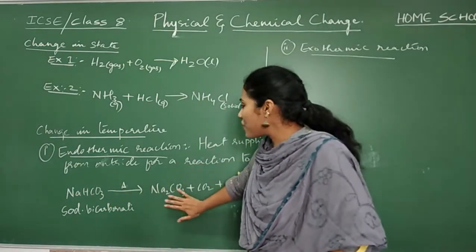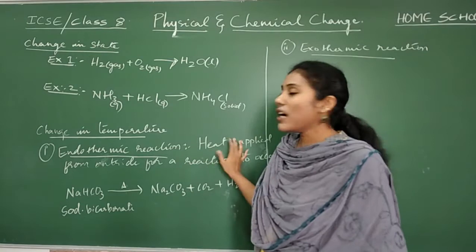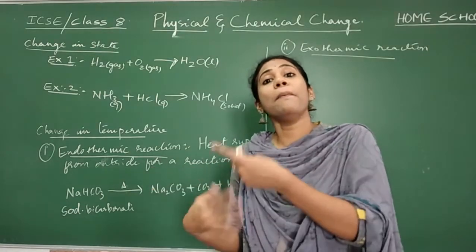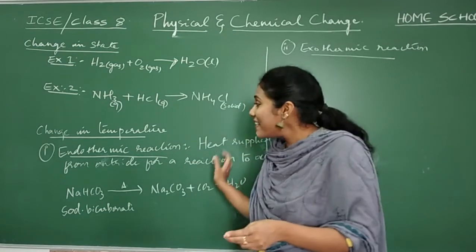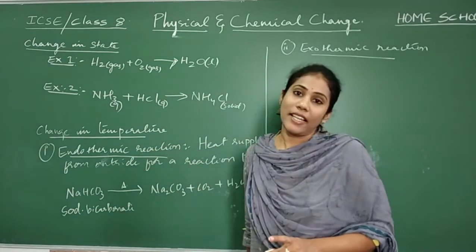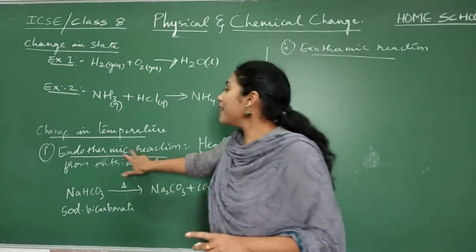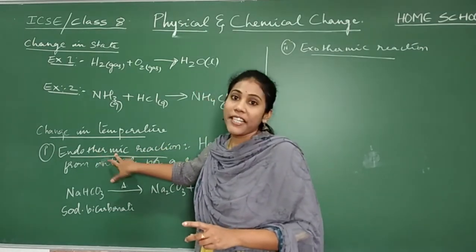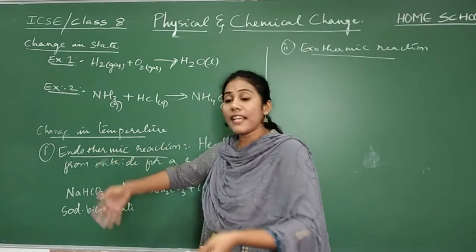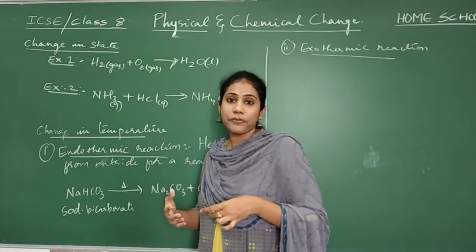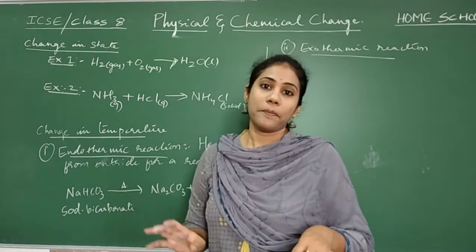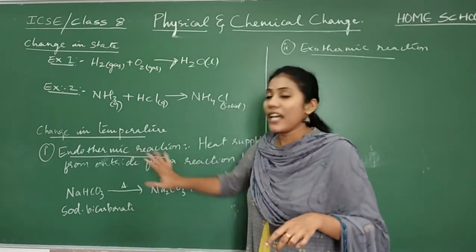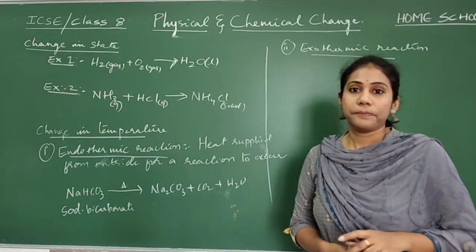Such a reaction, where you are supplying heat from outside for a chemical reaction to happen, is called an endothermic reaction. Thermic means heat, and endo means the substance is absorbing heat. How can it absorb heat? When you supply it from outside. Such reactions are endothermic reactions.